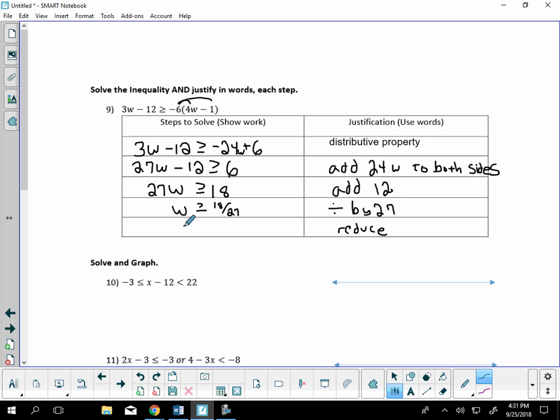And when I do that, I get w is greater than or equal to 2/3. And I want to leave that as a fraction. And sometimes we get fractions as answers. It's okay.